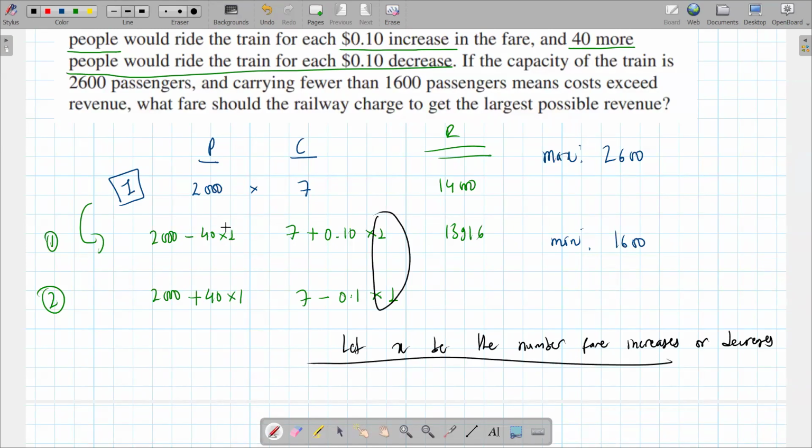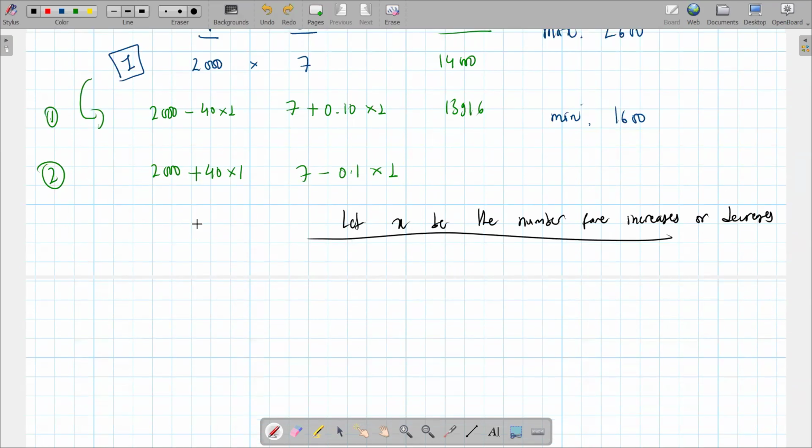Basically, this is X, this is X. So we have 2 conditions. We raise the price. What is our revenue function in terms of X? It has to do with this.